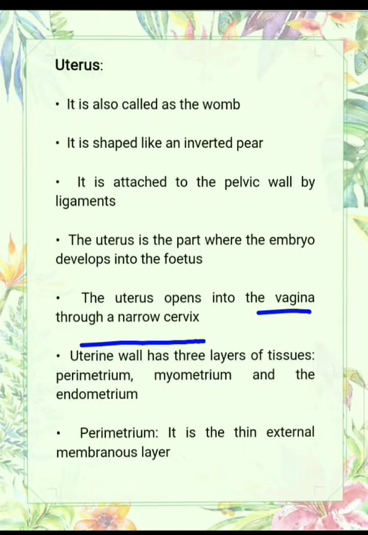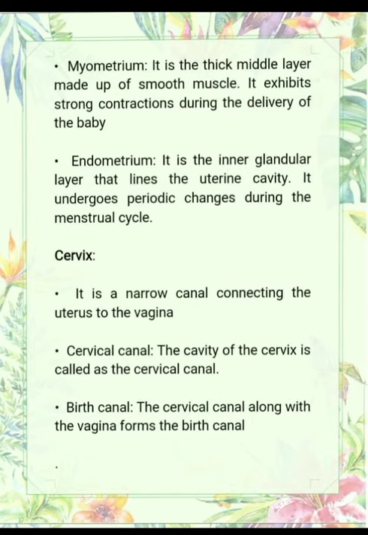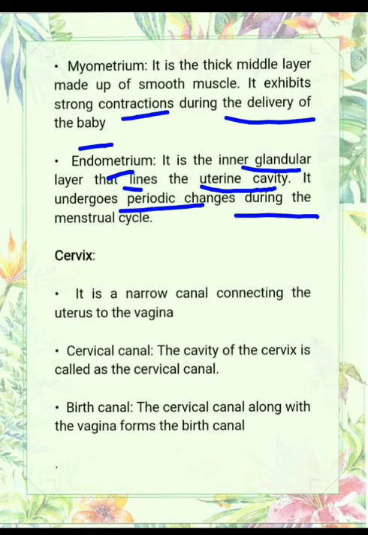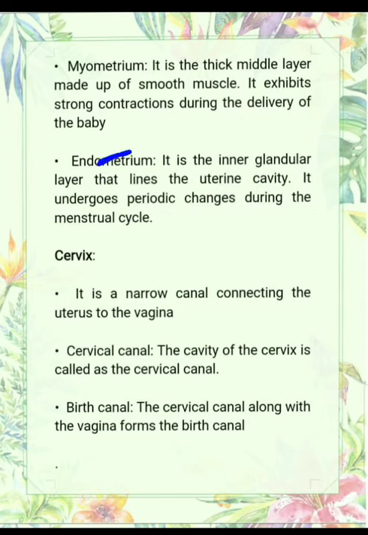The uterus has three layers of tissues, as I told you: perimetrium, myometrium and endometrium. Perimetrium is a thin external membranous layer, the outer layer. Myometrium is the thick middle layer made up of smooth muscles, and its main function is to help in the strong contractions during the delivery of the baby. The endometrium is the inner glandular layer that lines the uterine cavity. It undergoes periodic changes during the menstrual cycle. We will study the menstrual cycle later on. Means the endometrium mainly helps in the menstrual cycle.